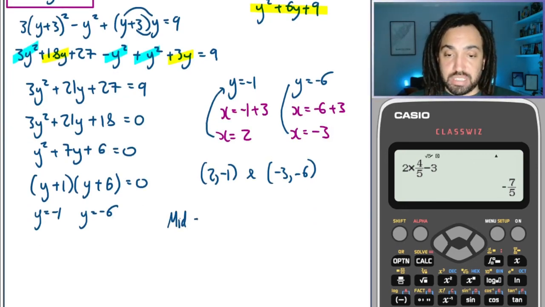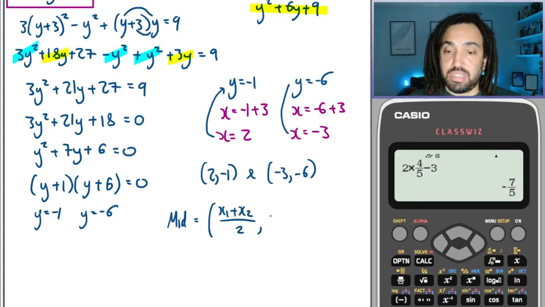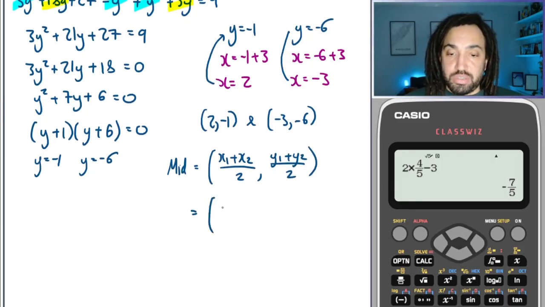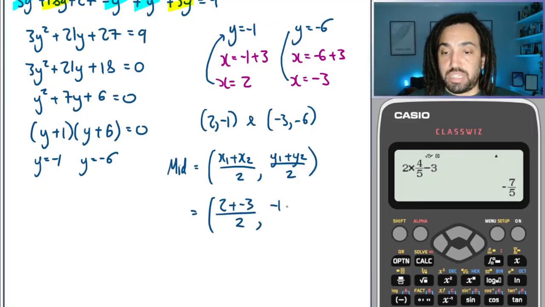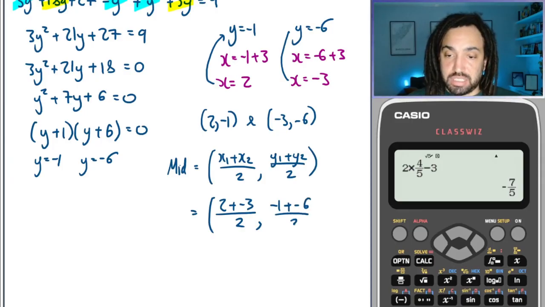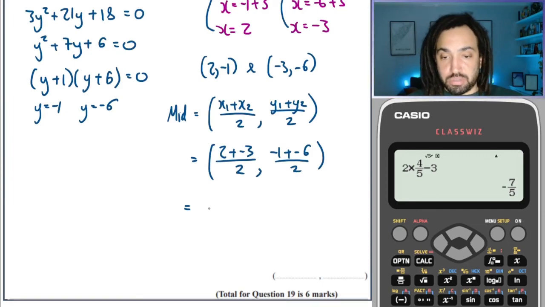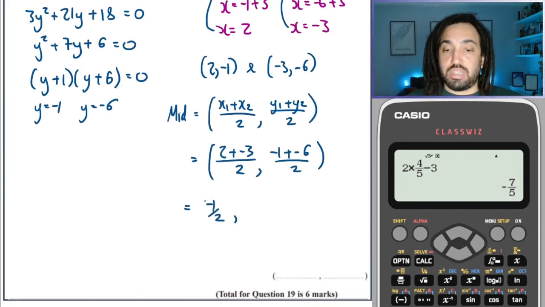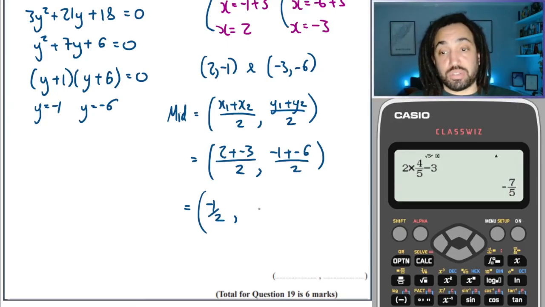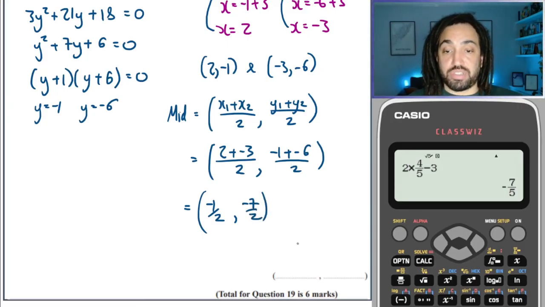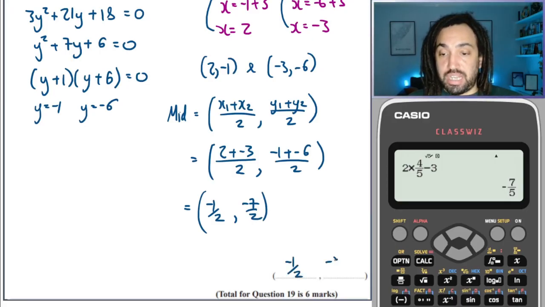So the midpoint is equal to the two x coordinates added together, divided by 2, and the two y coordinates added together and divided by 2. It's the average of the x and it's the average of the y. So we'll take the two x coordinates, so that's 2 and minus 3, and we divide that by 2. And we'll take the two y coordinates, which is minus 1 and minus 6, and divide that by 2. This gives us minus 1 on top over 2, so just minus 1 over 2. And this gives us minus 7 on top, divided by 2, so minus 7 over 2. So there we go, and that is job done.